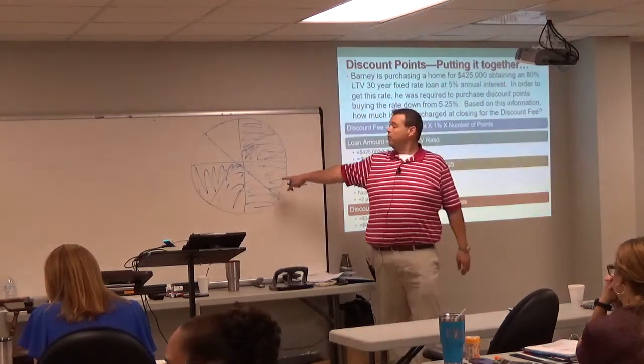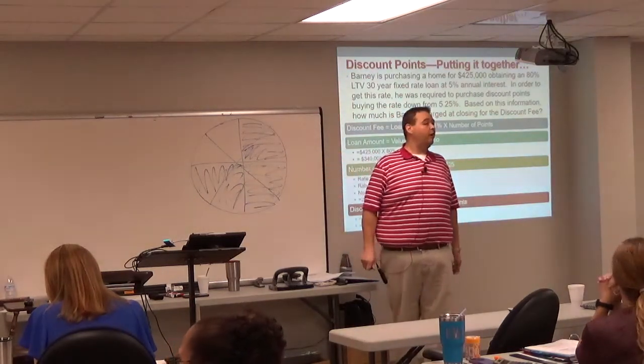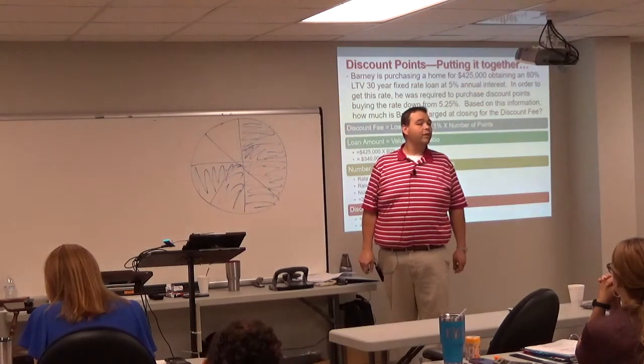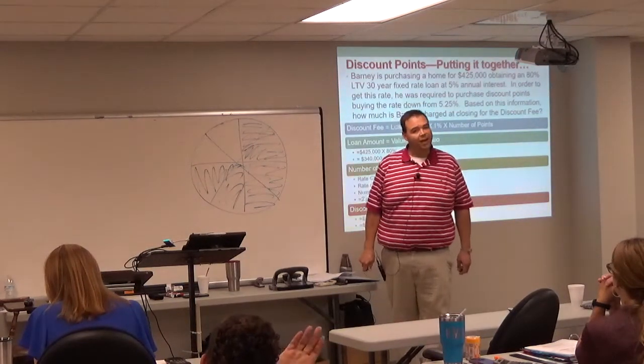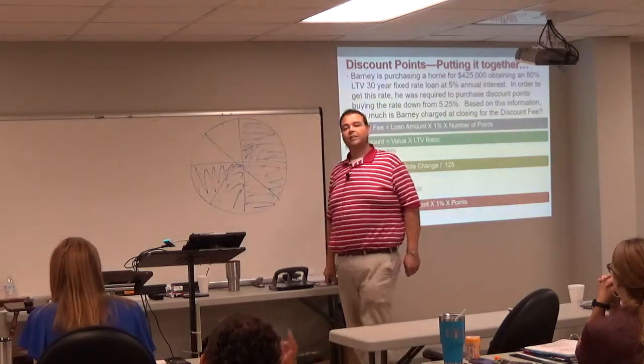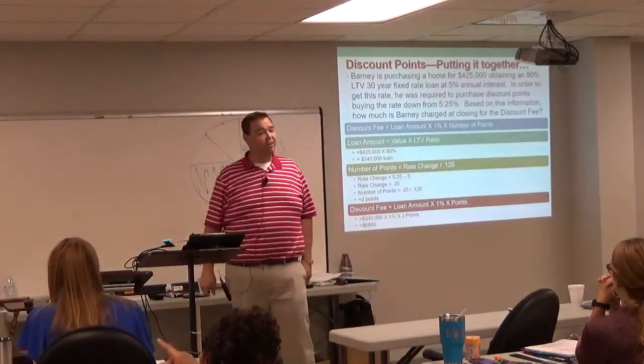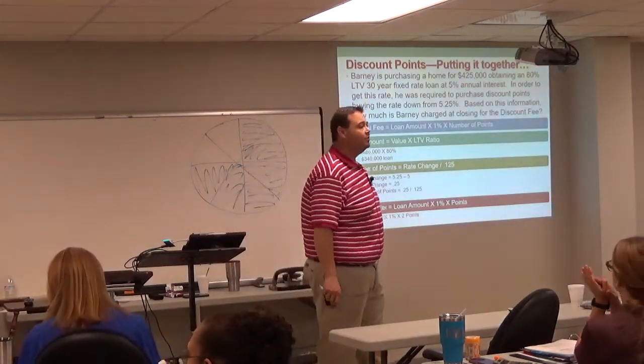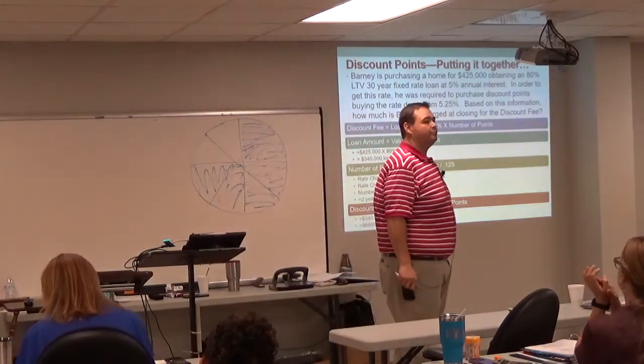So if you wanted 6 slices of pizza, how much are you going to have to pay? 6 what? 6 discount points, but how much does that cost? 6 what? 6% of the loan amount. So take the loan amount and multiply it by what? 6%. So that's just as easy.